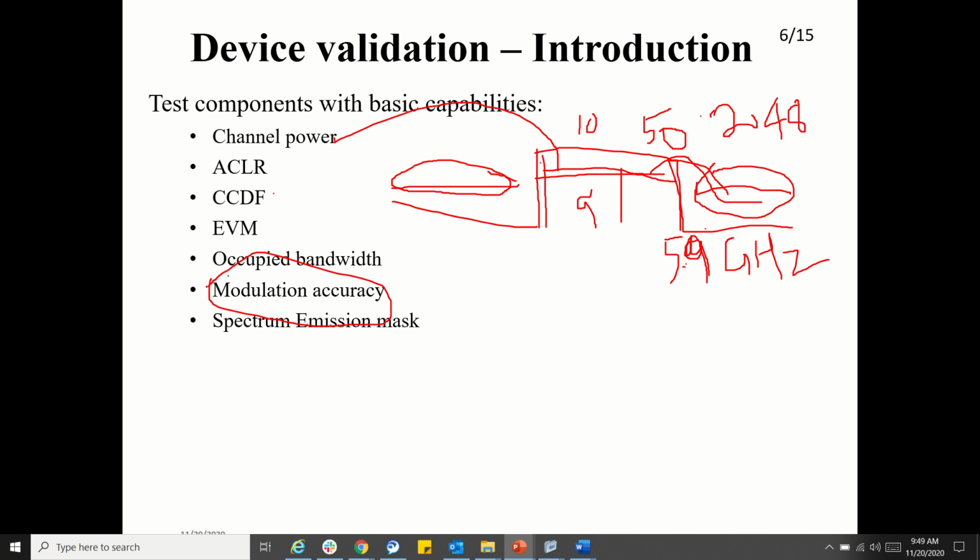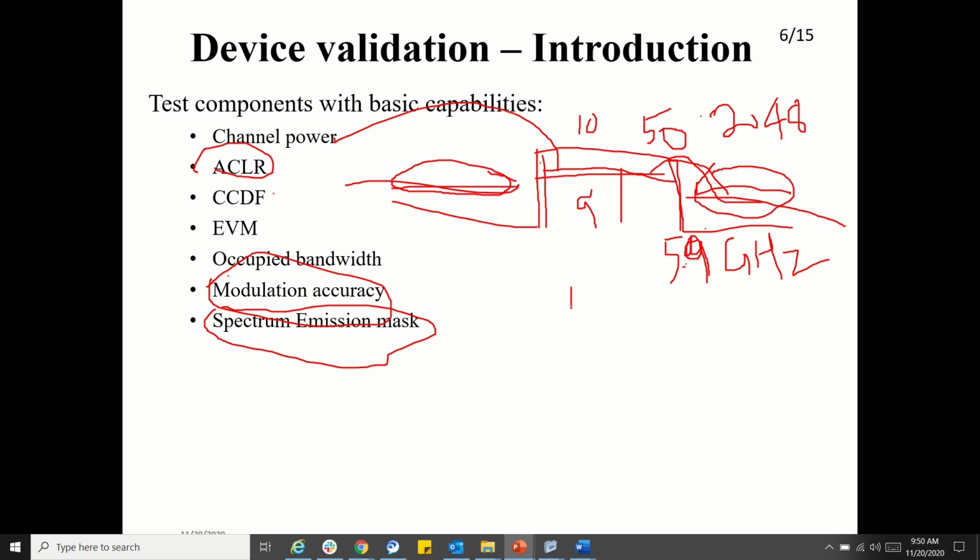Then occupied bandwidth: the bandwidth being occupied should be within that limit. Otherwise you are occupying other bandwidth as well, or you are occupying very little bandwidth, and that also needs to be checked. And the spectrum emission mask is kind of an extended version of ACLR. ACLR defines only the adjacent channels beyond this band, up to a certain bandwidth.